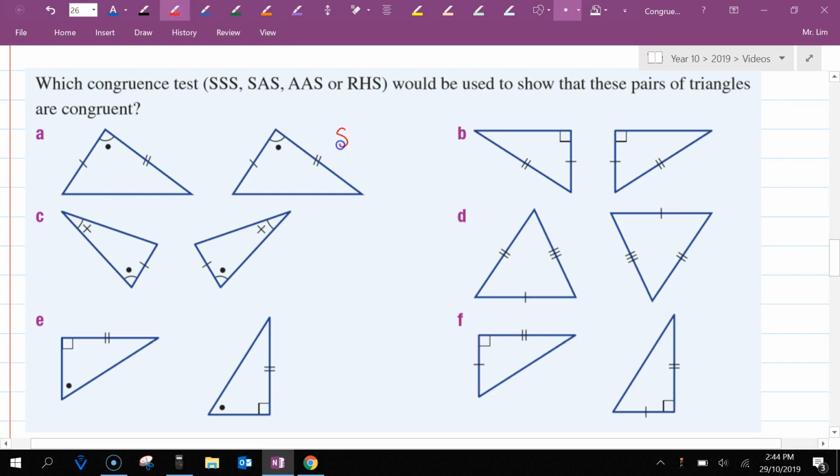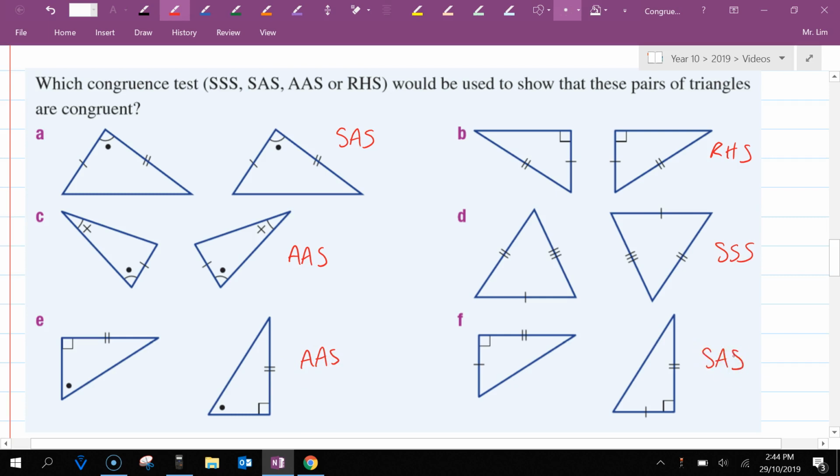Okay, so the first one is SAS, side, angle, side. Second one is RHS. Third one is AAS. Fourth is SSS, 5th one is AAS, and the last one is SAS.